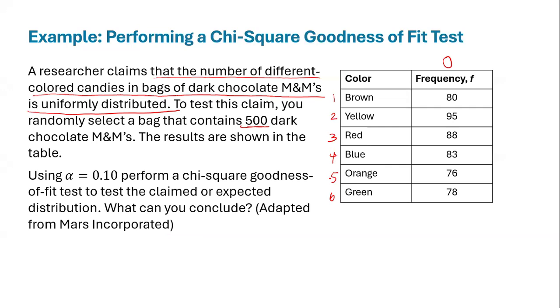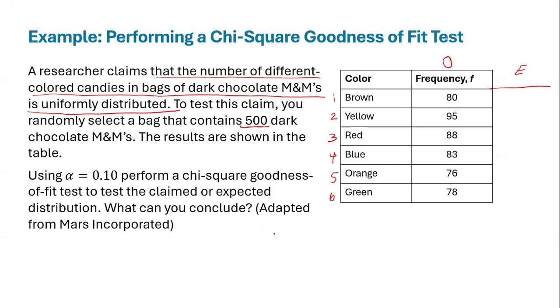Okay, for starting a goodness of fit test, we need to have both the observed and the expected frequency. I have the observed frequency, but I need to find the expected frequency first. How do we find the expected frequency? Let's look at the claim. The claim says that the number of colored candies is uniformly distributed. Uniformly distributed means the expected frequency is equally likely. That means the expected frequency for all categories should be the same number. How do we find that number?